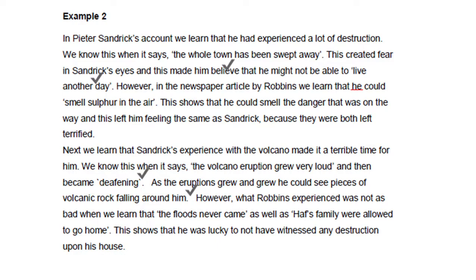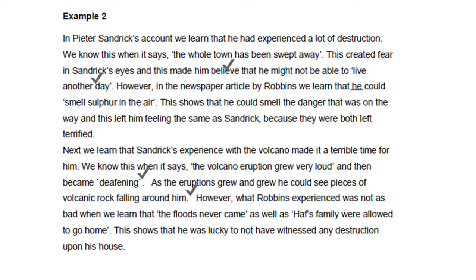In the newspaper article by Robbins, we learned that he could smell sulfur in the air. Now, does the question ask what he could smell? No, it asks what he can see or hear. So there's no marks here. So even though they've gone on to say what it suggests, it's irrelevant. Next, we learn that Sandrik's experience with the volcano made it a terrible time for him. Okay, so we're kind of focused on experience, but it's a bit waffly.